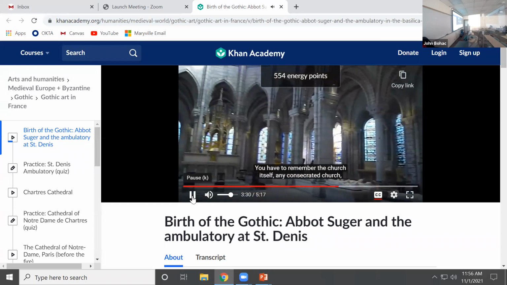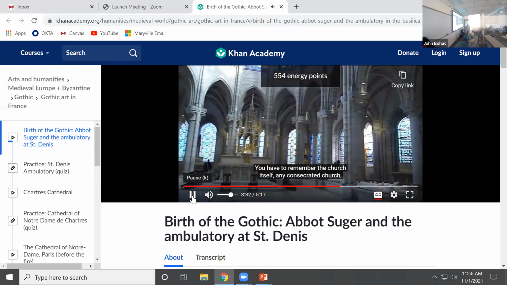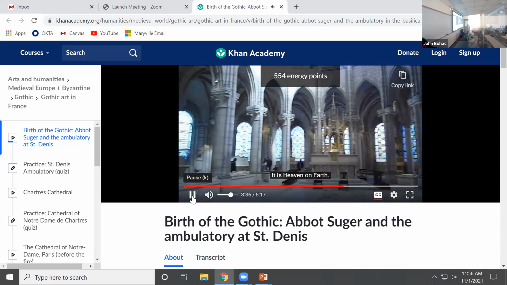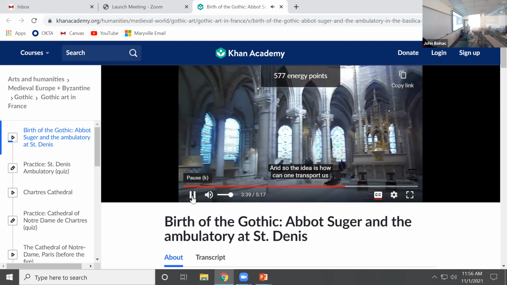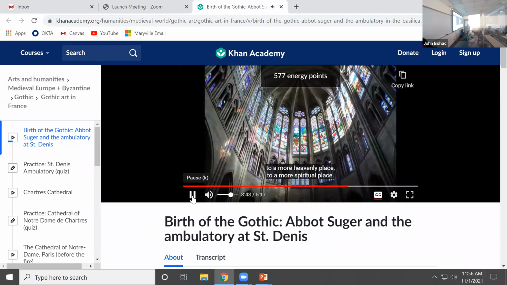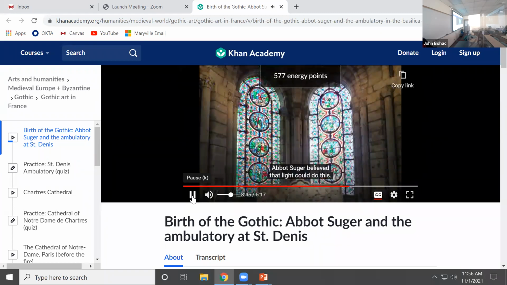You have to remember the church itself, any consecration is an expression of the Holy Jerusalem. It is everywhere. So the idea is how can one transport us to a more heavenly place, to a more spiritual place. Abbot Suger believed that light could do this.